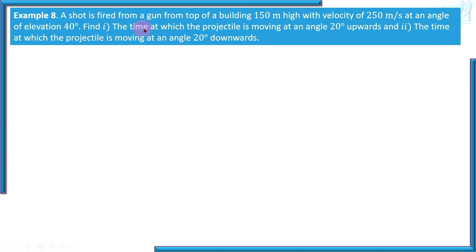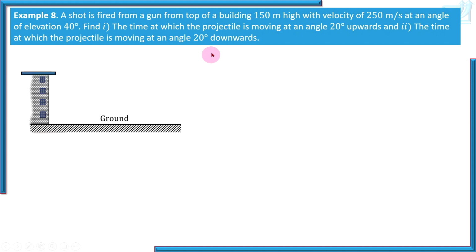First of all, remember, here time is involved, which suggests we use equations of motion. In this problem, we are going to write horizontal and vertical equations of motion. Simple. But let's visualize the situation. Height of the building is given. Height given, ground is involved there. Height of the building is 150 meters. And from the top of the building, at an angle 40 degrees, 250 meters per second, a shot is fired. So that shot strikes somewhere on the ground. Let that point be B.